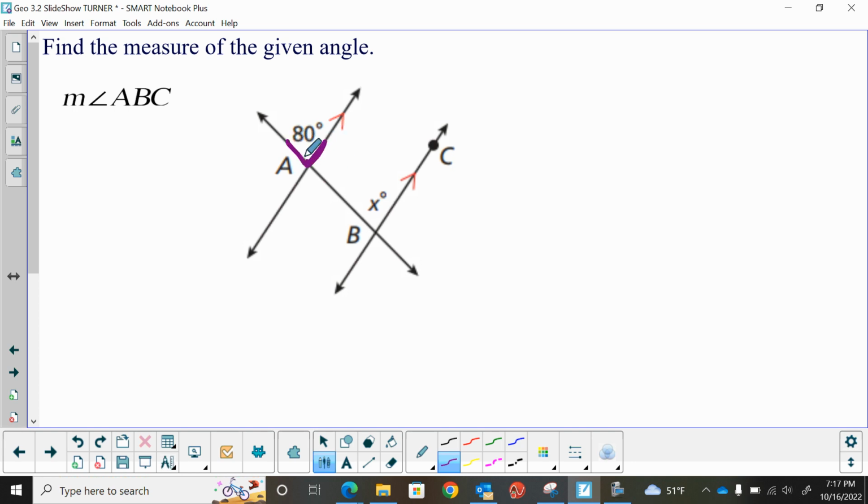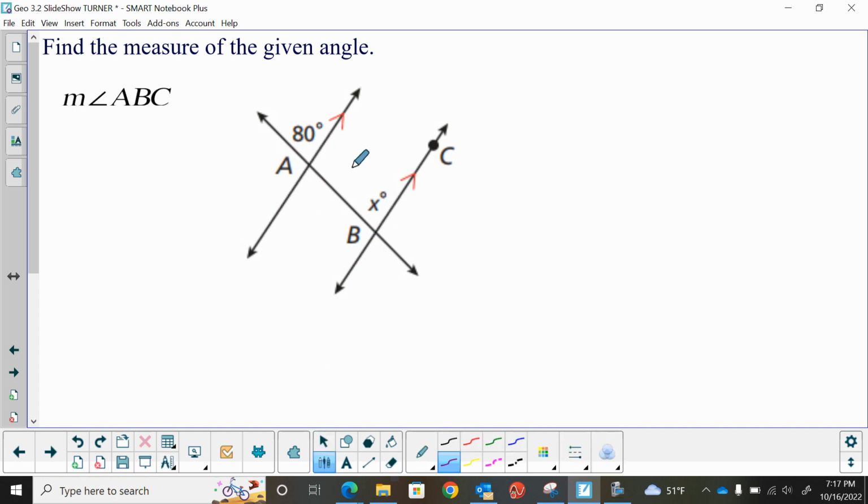This angle, 80 degrees, is to the right of the transversal, and it's above or to the left of this first parallel line. And then same thing with X degrees. It's to the right of the transversal, and it's above or to the left, however you're looking at this, of this line. So they're in the same corresponding position, so they're corresponding angles. So by the corresponding angles postulate, they are congruent.